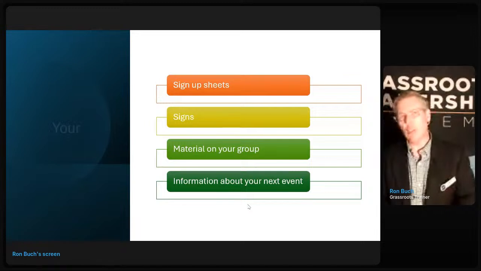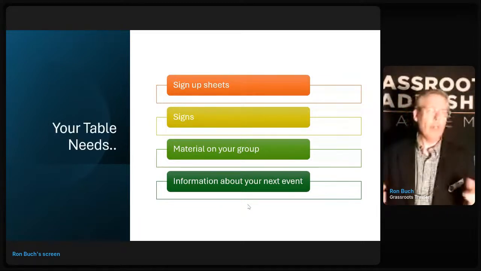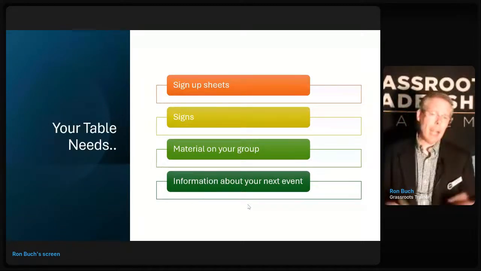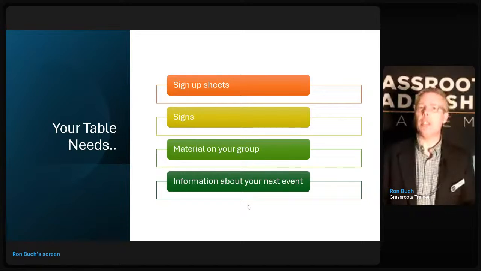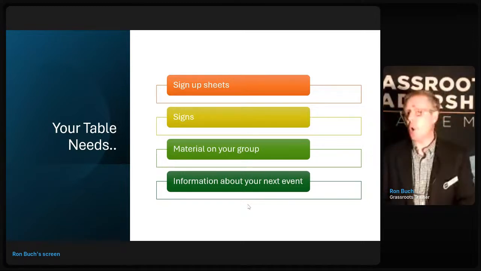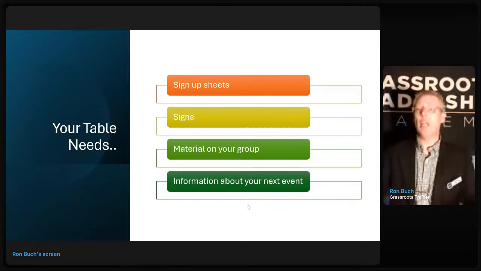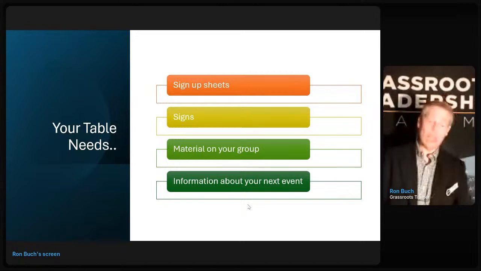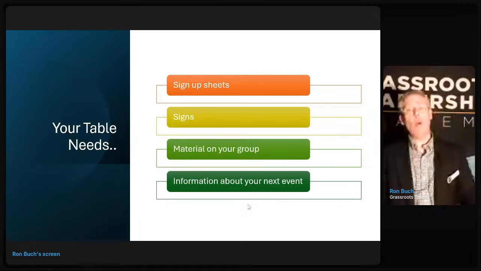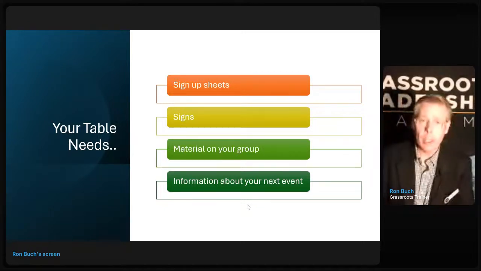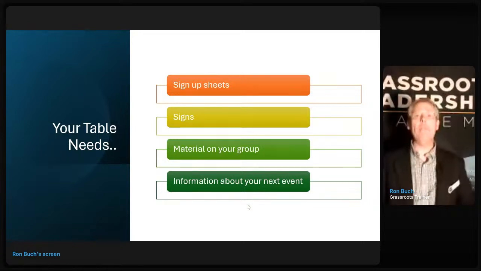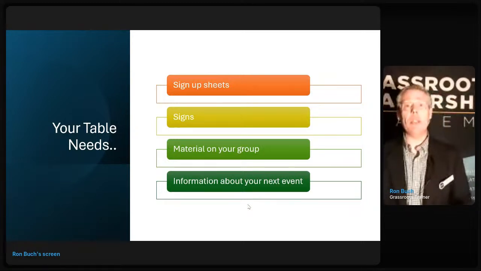But what are some other things you might need? Obviously, you need a sign-in sheet. And I would say have multiple sign-in sheets. We're going to see some pictures in a moment of some samples, examples of table, and you're going to see some sign-up sheets in the middle of the table. Well, that's great if you're dealing with one person, but wouldn't it be great if you had multiple folks coming to your table at the same time?